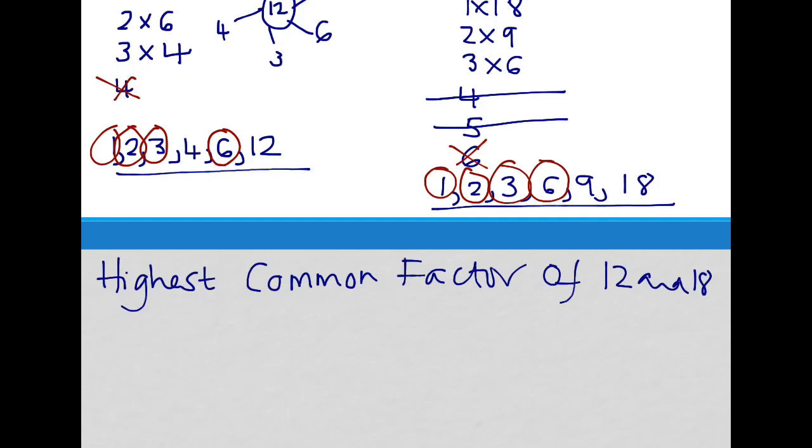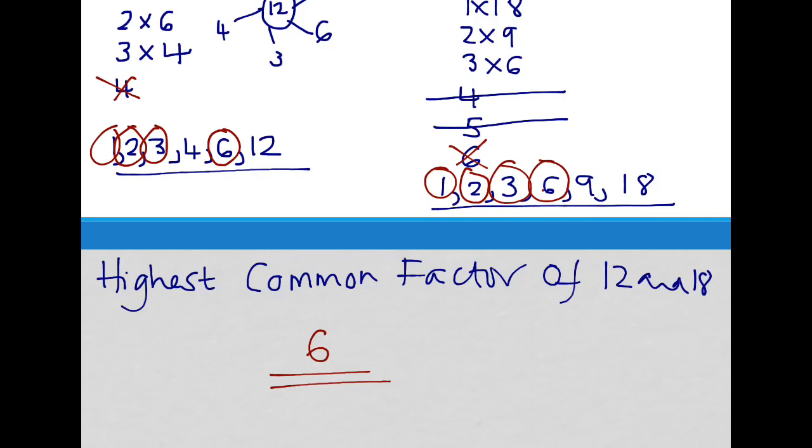So of my list of factors, I have 4 common factors, but my highest common factor is 6, because that's the one with the highest value. And remember, 6 should divide 12 and 18 exactly, giving an integer answer. And it does. 12 divided by 6 is 2.